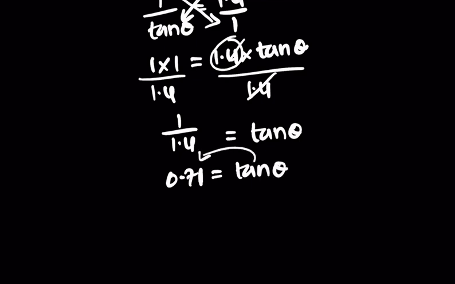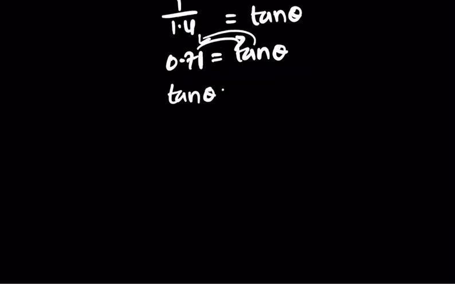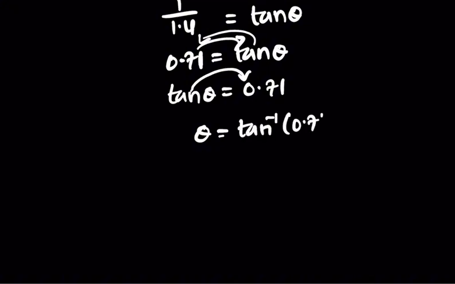Now switch their position. Tan theta equals 0.71. Leave theta on this side and take this tan on the other side, which becomes tan inverse of 0.71, which is approximately equal to 35.37 degrees.